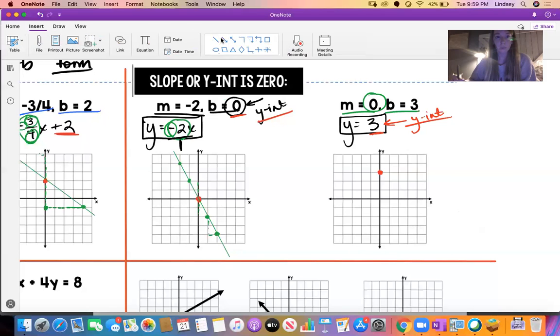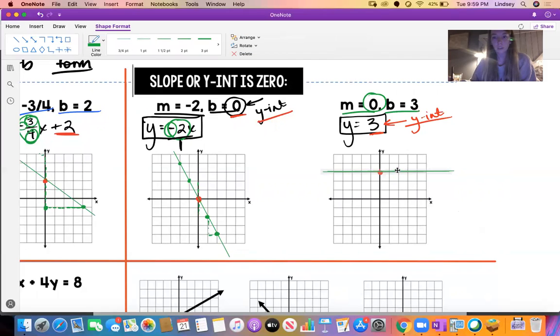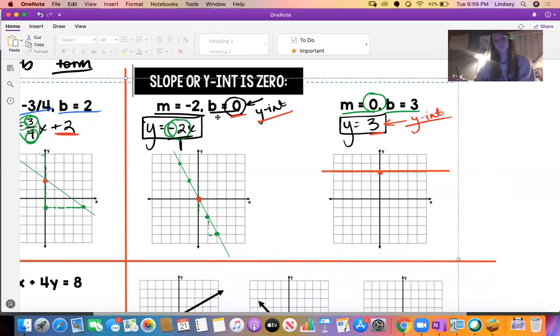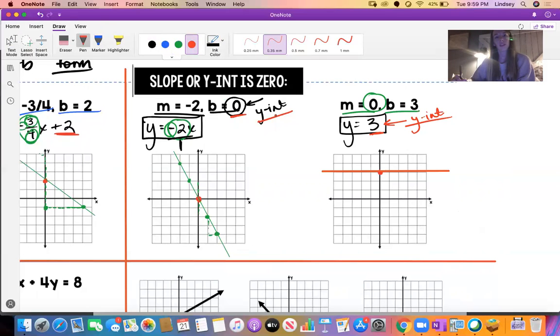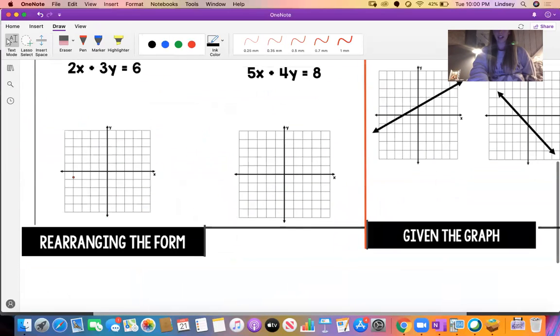So therefore, we are just going to have a straight line through that point. Okay, just like that. And then we just know that it's understood to be going forever and ever in both directions. All right, let's look at the next one.